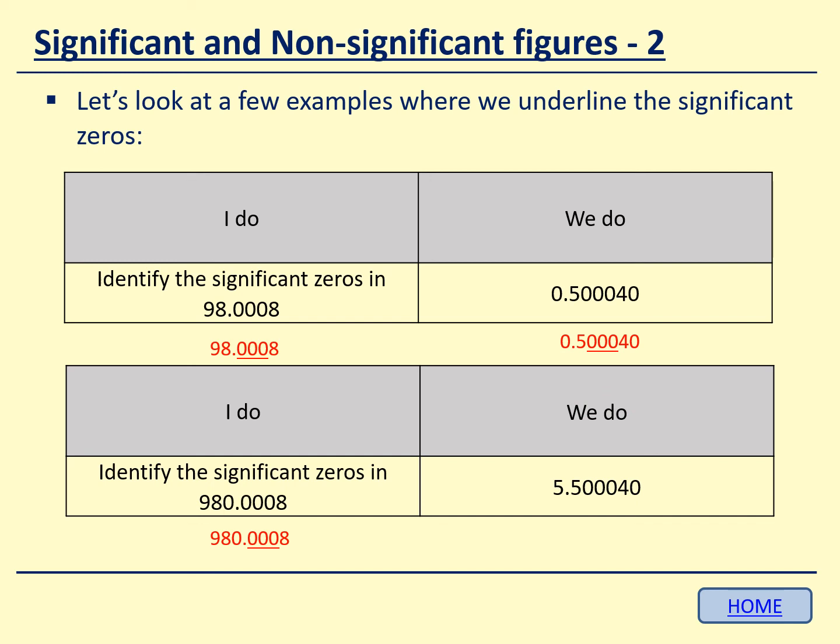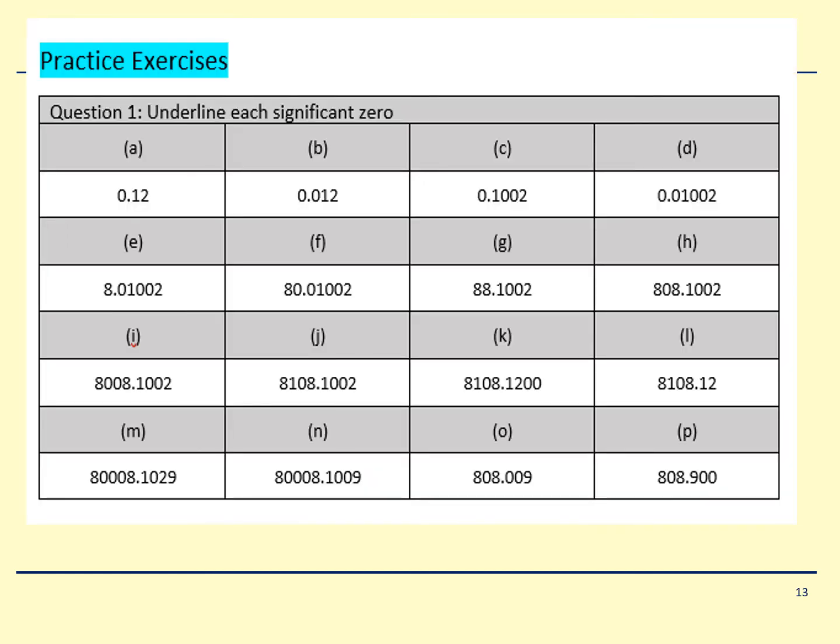You should have got the three zeros between the 5 and the 4. And again, you should have got the three zeros between the 5 and the 4. Give yourself 10 minutes to do these questions. Write out the number and underline the zeros which you think are significant. Remember, read the question, we're concentrating on the significant zeros. I'll give you 10 minutes, pause the video, and then I will show you the answers on the next slide.